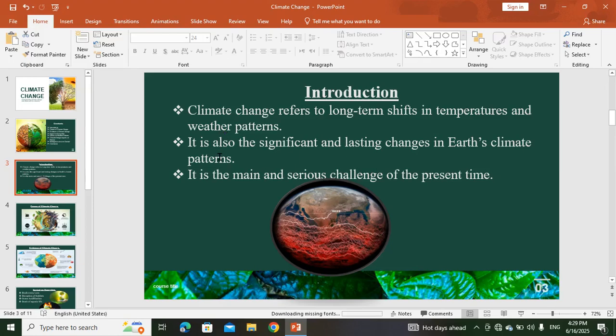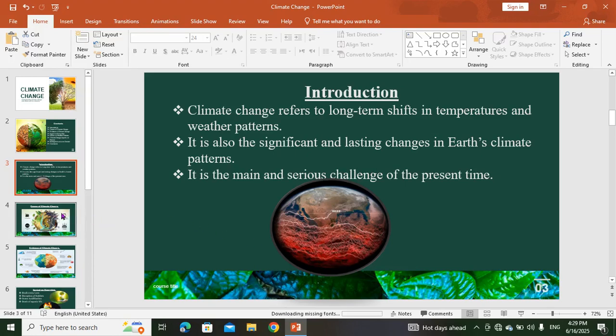So climate change refers to long-term shifts in temperatures and weather patterns. It is also the significant and lasting changes in Earth's climate pattern. It is the main and serious challenge of the present time. So you can see this picture of the Earth. Due to the climate change, due to the increase in the temperature, due to the disturbance of the climatic cycle or the weather durations, the earth has become reddish due to the high temperature.